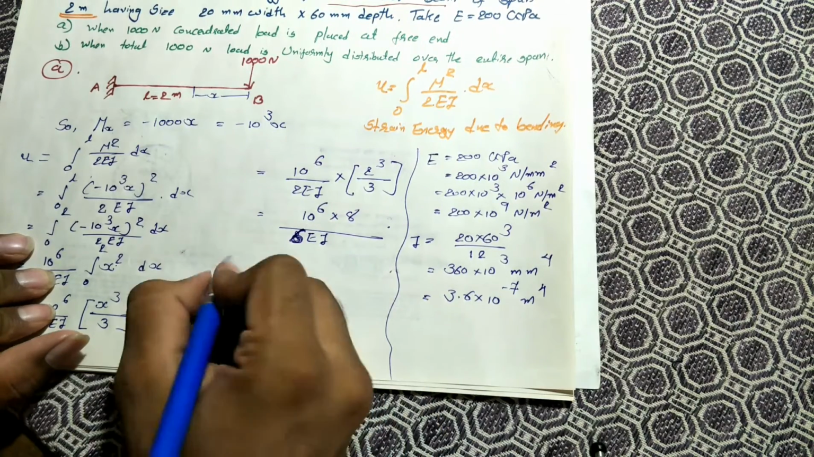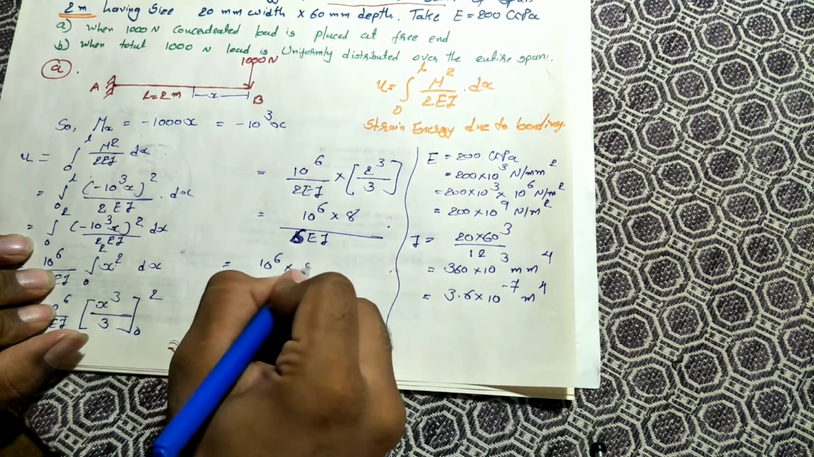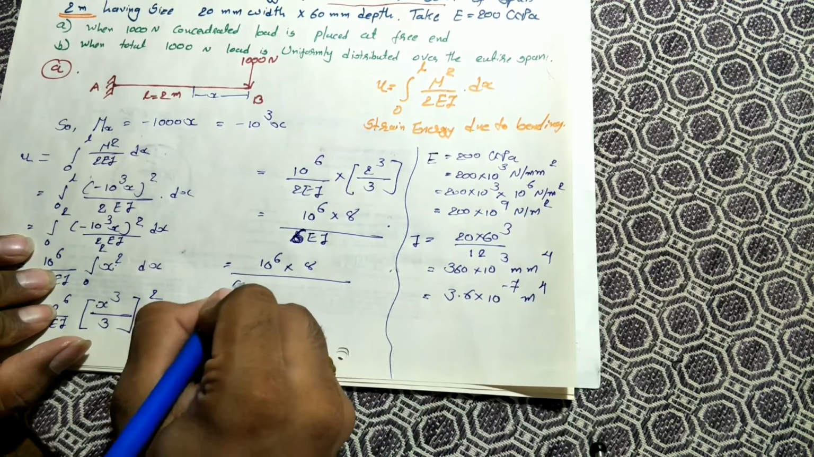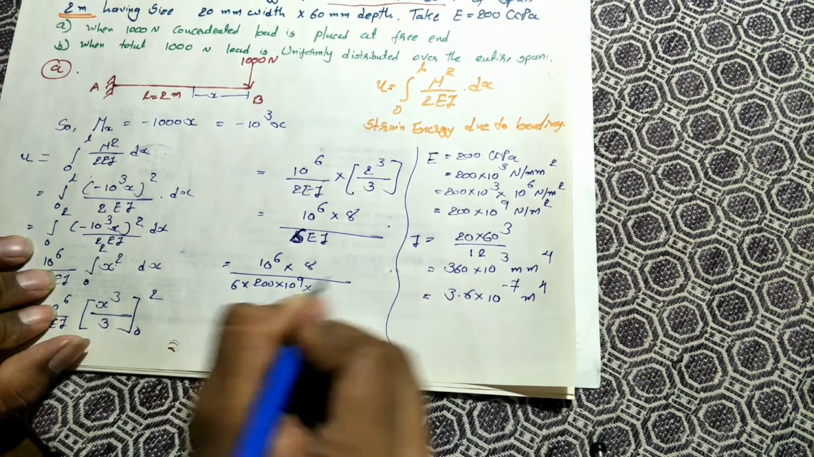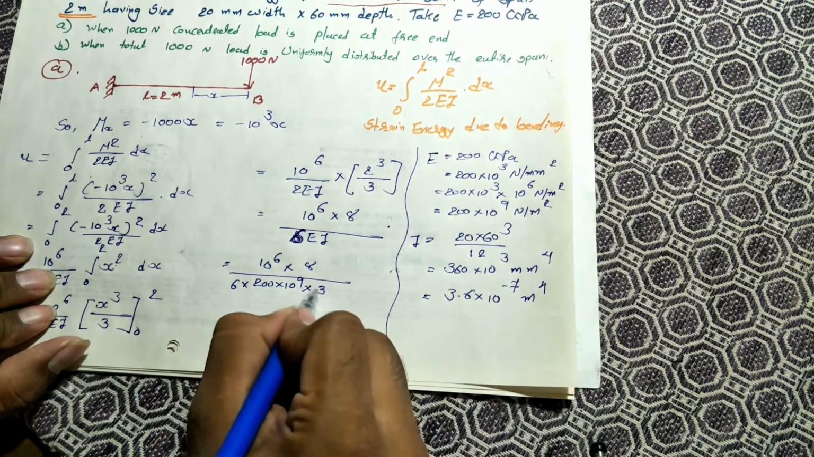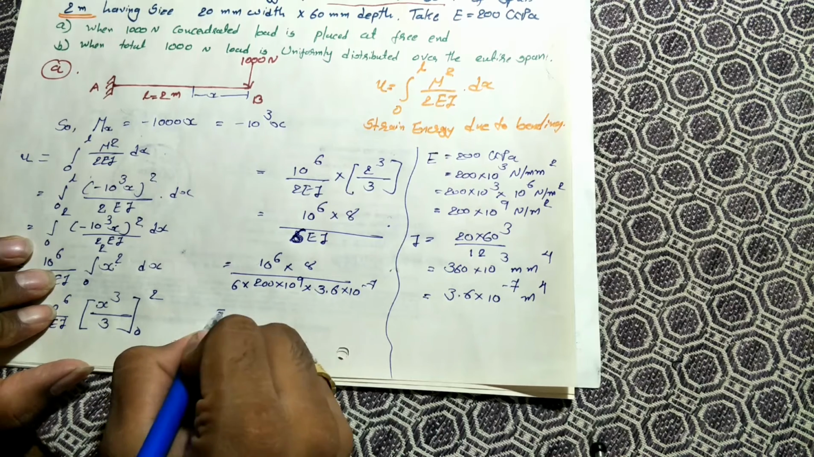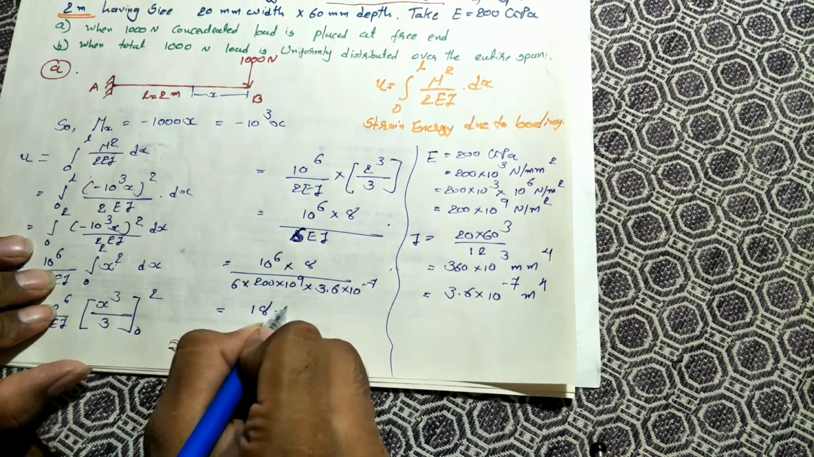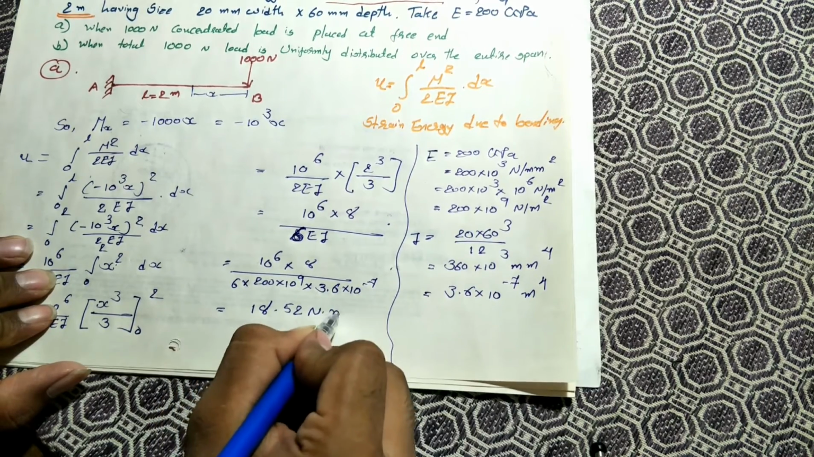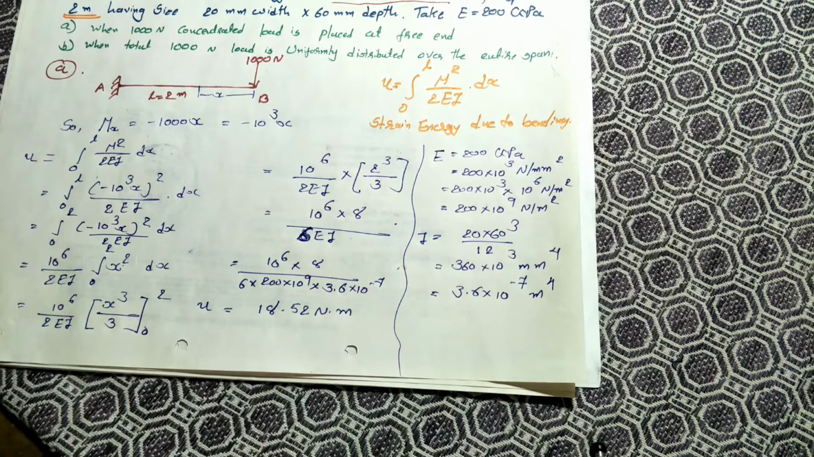So if you put the value over here, this will become 10 raised to 6 into 8 divided by 6 into 200 into 10 raised to 9, this value, and 3.6 into 10 raised to minus 7. So this answer we are getting is 18.52 Newton into meter. This is your answer of your U.